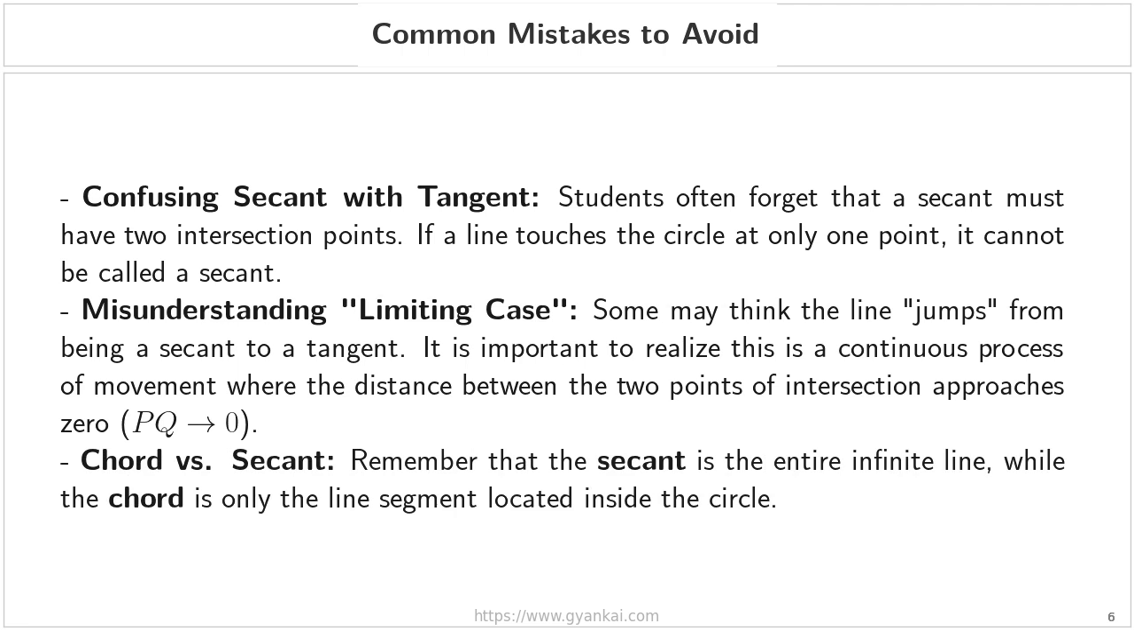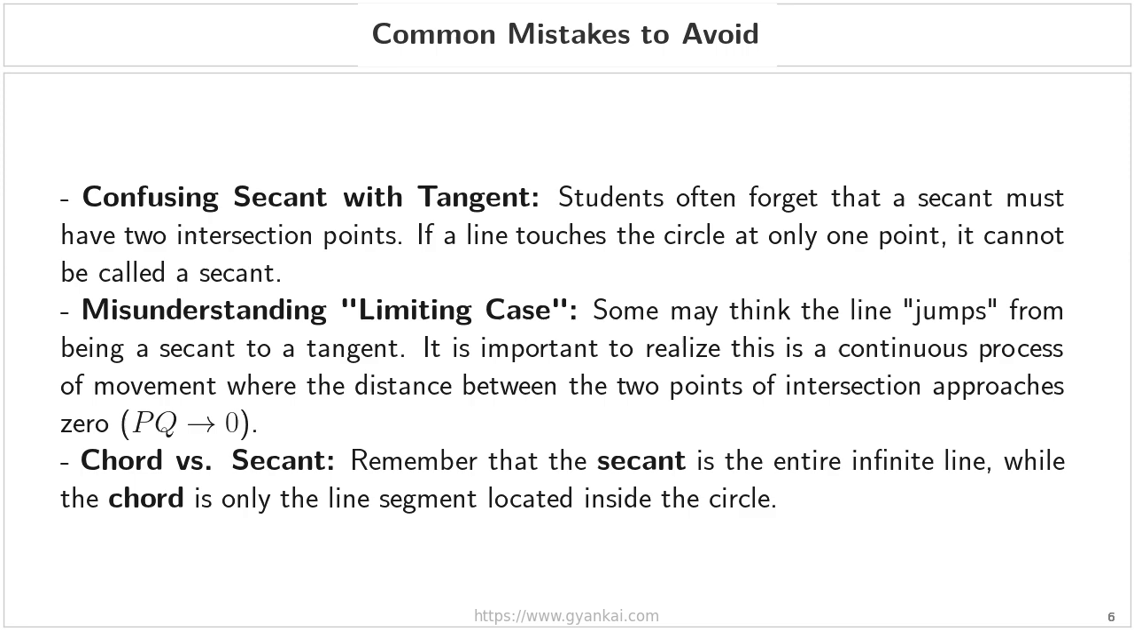Finally, do not confuse the chord with the secant itself. While they are closely related, they are not the same thing. As we noted in our second slide, the chord is specifically the finite line segment located inside the circle, bounded by the 2 intersection points. The secant, however, refers to the entire infinite line that passes through those points and extends beyond the circle.